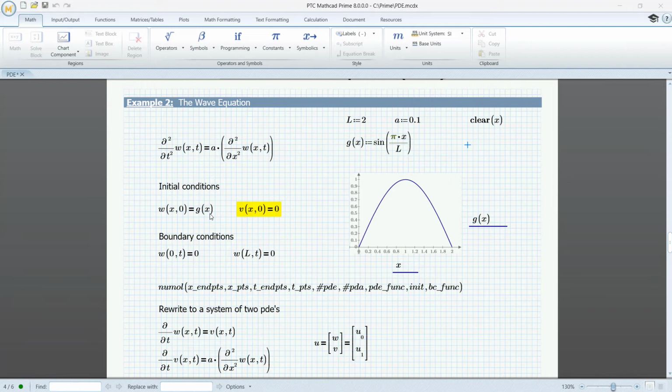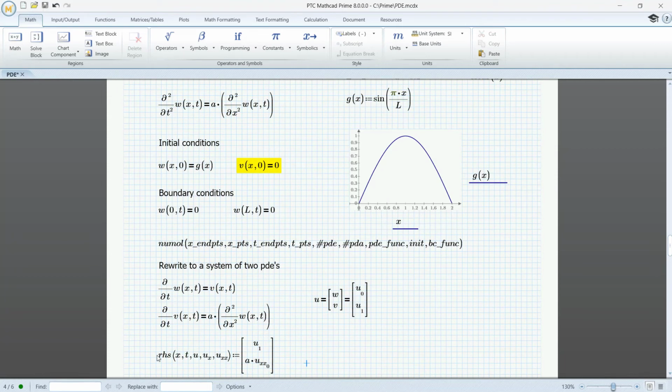To use the numol function, the left-hand side of the PDE must be the first derivative with respect to t, so we have to rewrite the PDE. We define a new function called v to be the partial derivative of w with respect to t. Having introduced v, we are now able to rewrite the wave equation as this equation. Now, the wave equation is written as a system of two PDEs, and both PDEs have the first derivative with respect to t on the left-hand side.